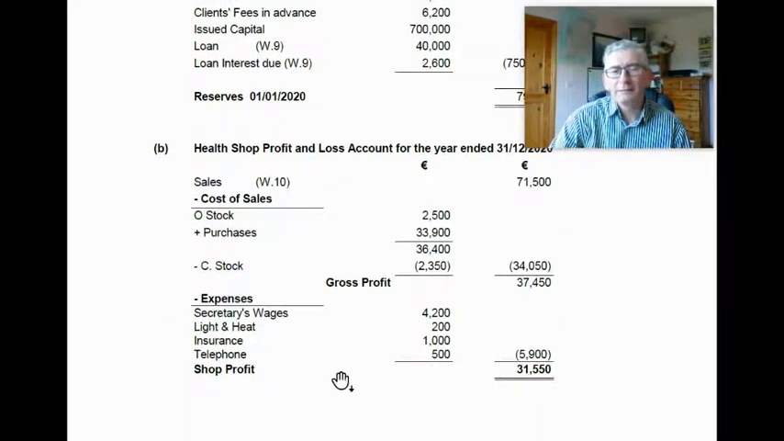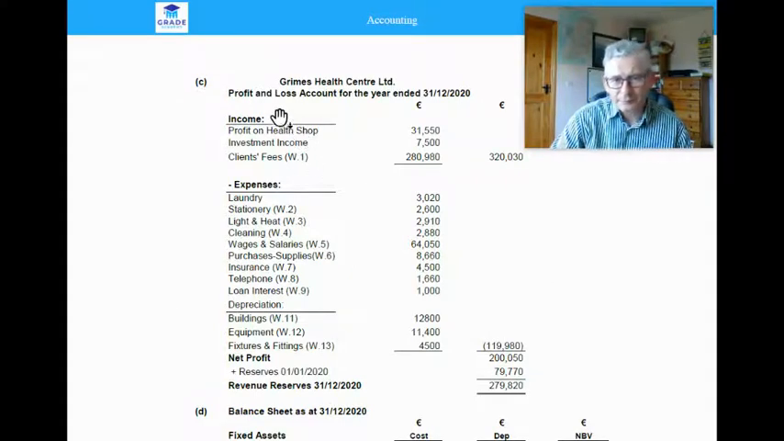Now, in this lecture, what we're going to do is the actual profit and loss account for the health center itself, and then at the end we'll do the balance sheet. Just moving on for a second, when we're doing a question like this, it's very important that you not only put the title of the question, a profit and loss account for the year ended 31st of the 12th, 2020, but you must also put in the name of the business, or there's a strong possibility, depending on the year, that you could be penalised on the marks.